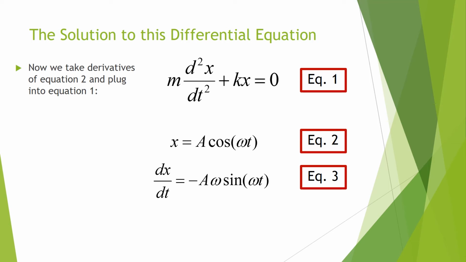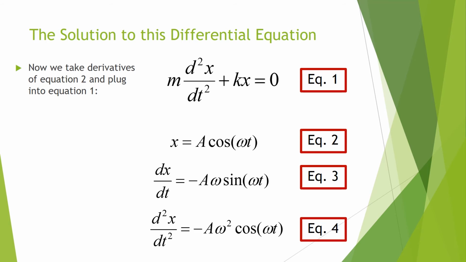So now what we're going to do is the chain rule on the dx dt in order to get the second derivative with respect to time. And so that's going to end up giving us an omega squared term. The derivative of sine is cosine, and so we're left with equation 4 shown. So now we have the two equations we need.